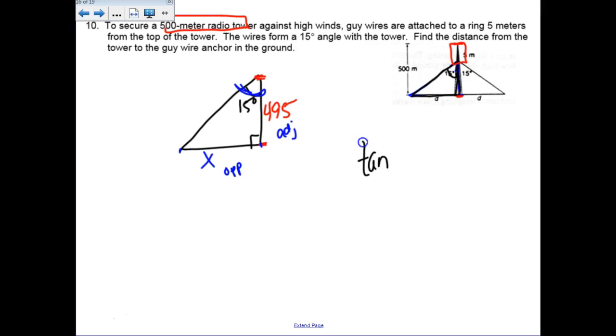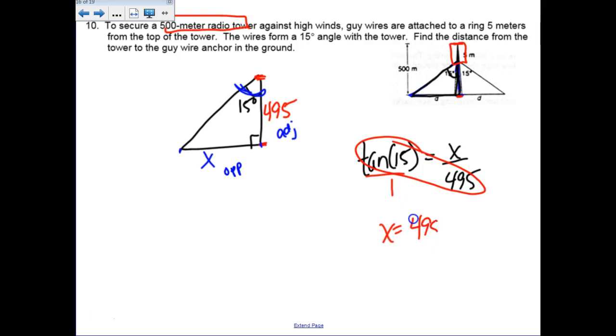Tangent. All right, tangent of our angle that we're working with is tangent of 15 equals opposite over adjacent. This is one of those ones where you're just going to multiply these together. And then to the tens place, please. A little louder, dear. Thank you. Awesome.